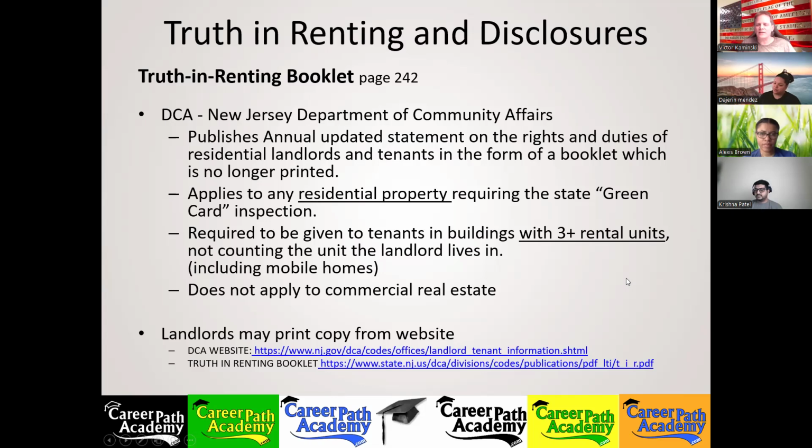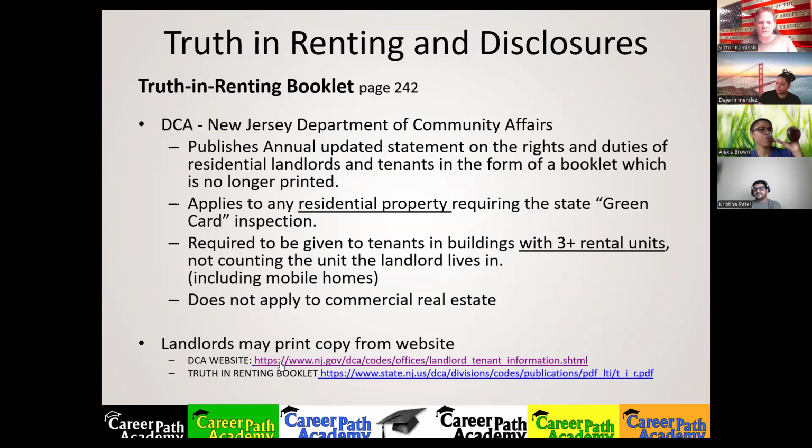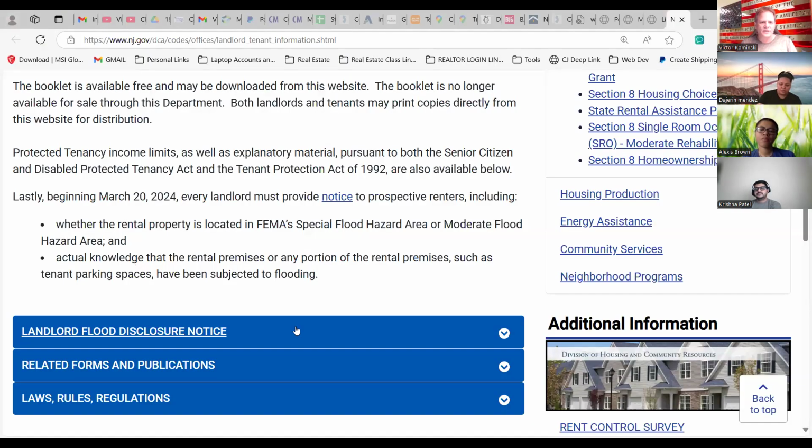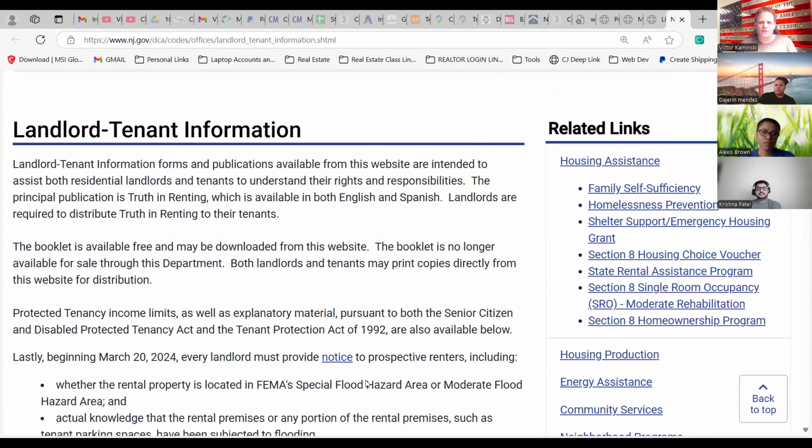Now, the Truth in Renting booklet is the booklet that informs tenants of their rights and obligations and the landlord's rights and obligations and provides resources for the parties. The state no longer prints this book, but they still publish it in PDF format, and the tenants and landlords can print it out. And you can get that from the DCA's website. Let me see if these links still work. Okay, yeah. So this link now takes you to the DCA's website where you can have this interactive booklet here.